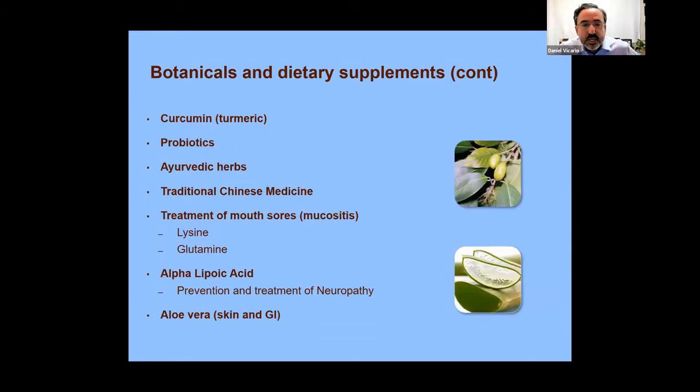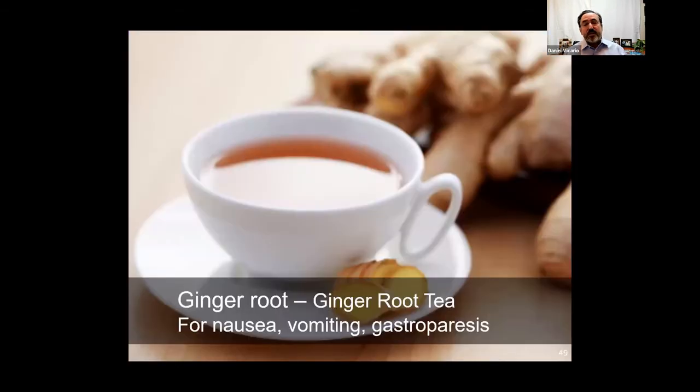So curcumin from turmeric, I think, is fantastic. There have been clinical trials using it for cancer and how it can work. Probiotics, Ayurvedic herbs, traditional Chinese medicine. We use lysine and glutamine for mucositis, and you probably have some others. Alpha lipoic acid to prevent and treat neuropathy, aloe vera, and ginger root, which is fantastic for nausea and vomiting and gastroparesis.